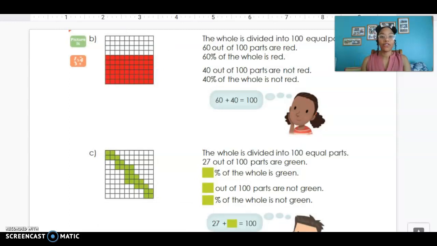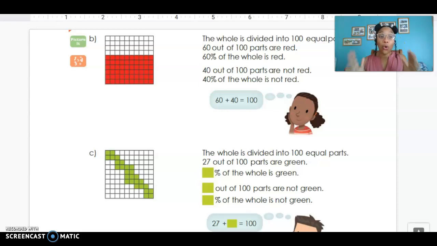Okay? Now let's see how we can use this to compare quantities. In problem B, the whole is divided into 100 equal parts. 60 out of 100 equal parts are red. 60% of the whole is red. Notice the term equal parts there. Because 60 out of the 100 parts were red, we could say that was 60%. 40 out of 100 parts are not red, so 40% of the whole is not red.